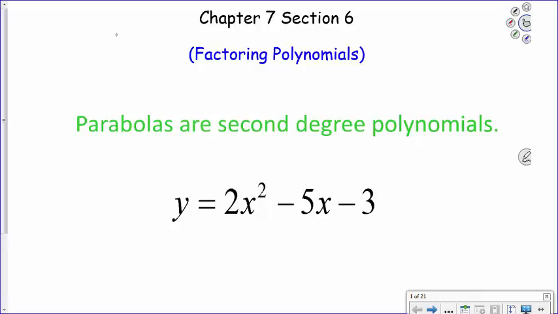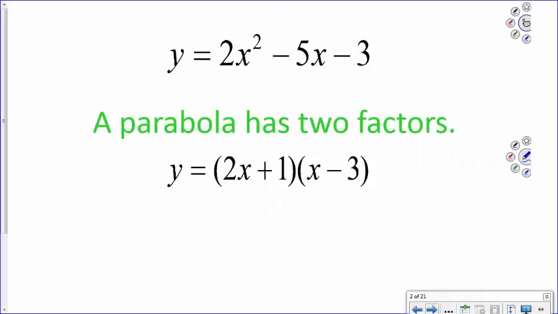We're going to look at the factors of higher degree polynomials. So first of all, parabolas, second degree polynomials. Remember, they look either like this or like this, depending on whether your a is positive or negative. Okay, and here's our standard form right here. And if we want this in factored form, we could factor it. And here's my factored form.